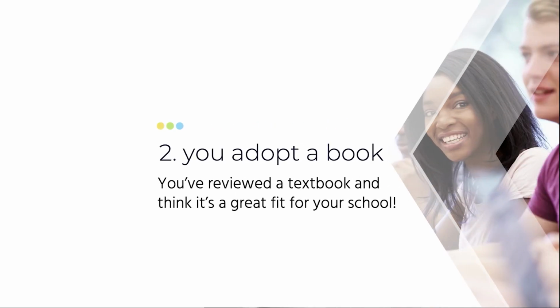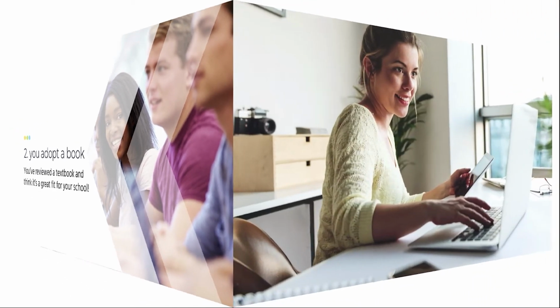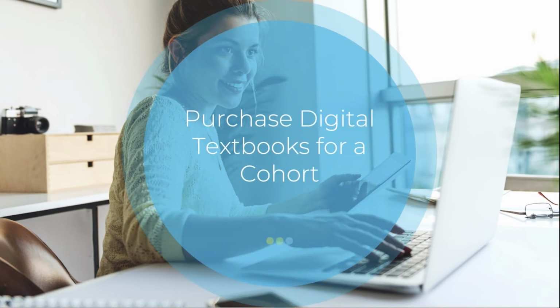Nice! You've reviewed a textbook and decided it's a great fit for your school. You want to adopt the book. What's next? Next, you'll purchase digital textbooks for a cohort. This is an easy 4-part process. Let's take an overview look.